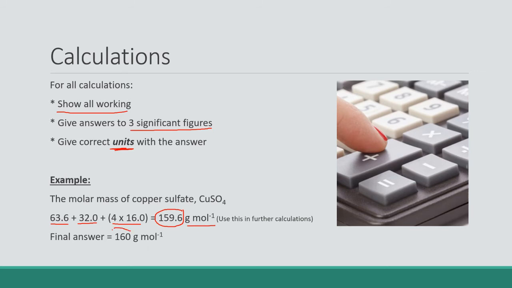So it would be 160 grams per mole to 3 significant figures, but we're going to use this one here for our further calculations. So we work out the molar mass just by adding together the atomic masses.